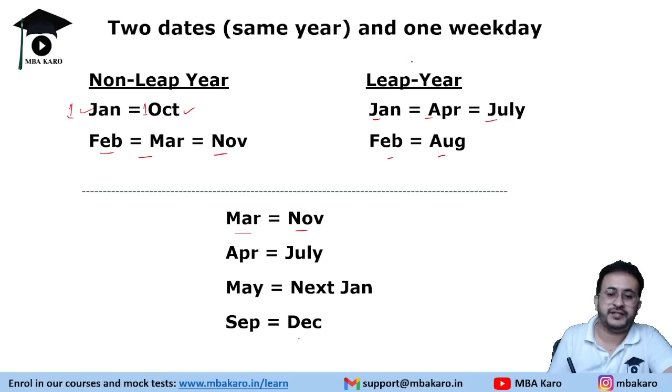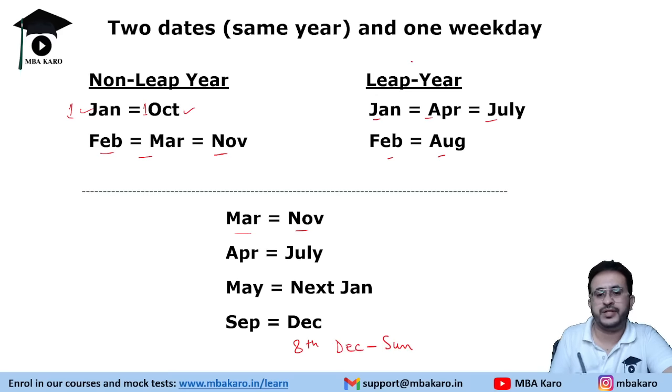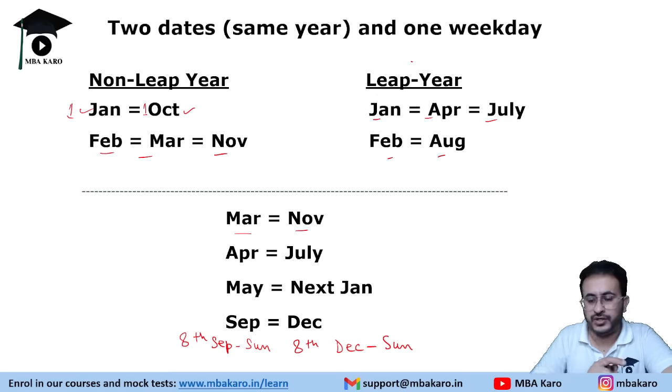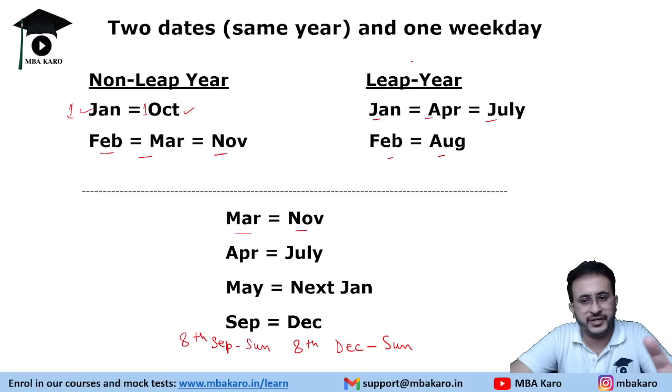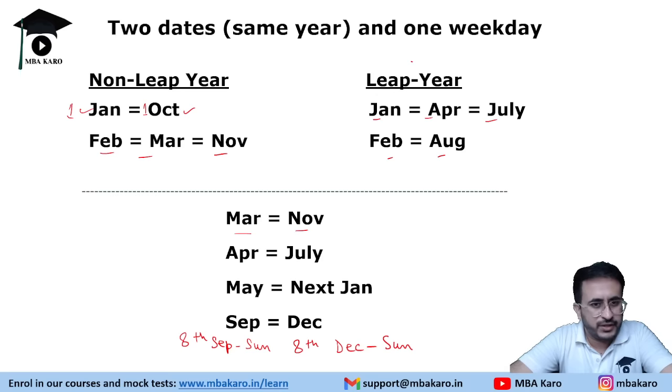Okay, so let's say you have your exam on 8th of December. 8th December is Sunday. Okay, so 8th September must also have been a Sunday. Okay, so this is how it works. You can check out the calendars on your phone or computer. These are identical for a month.